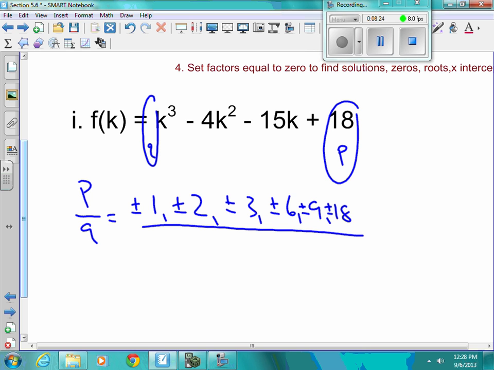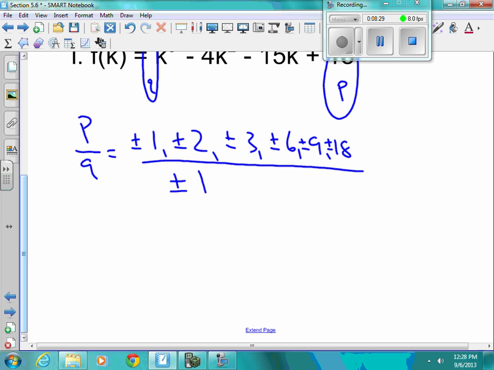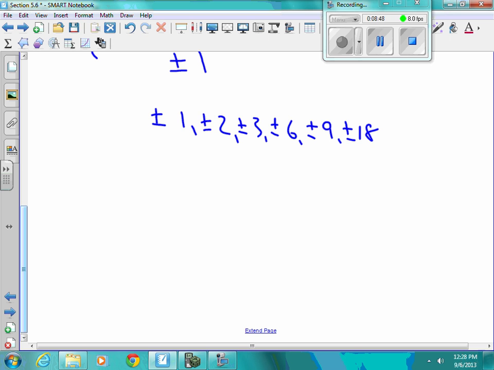q is 1. Whenever q is 1, we should be very happy because basically that means that p divided by q is simply the factors of p. So plus or minus 1, 2, 3, 6, 9, and 18. Those are our possible rational zeros. Those are not the answers. This is where students stop. If I ask you on a quiz or a test to list the possible rational zeros, you would stop here. If I ask you to find the real zeros or find the zeros, you would keep going.